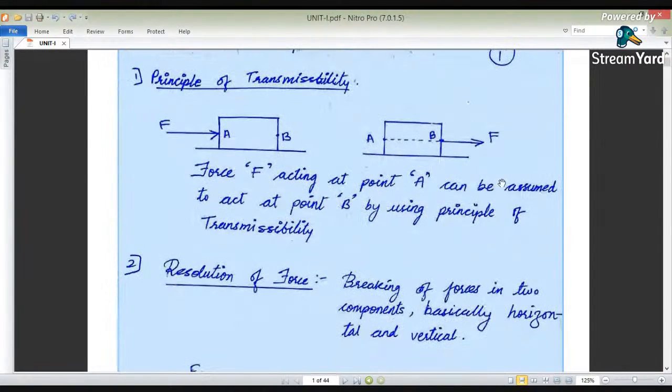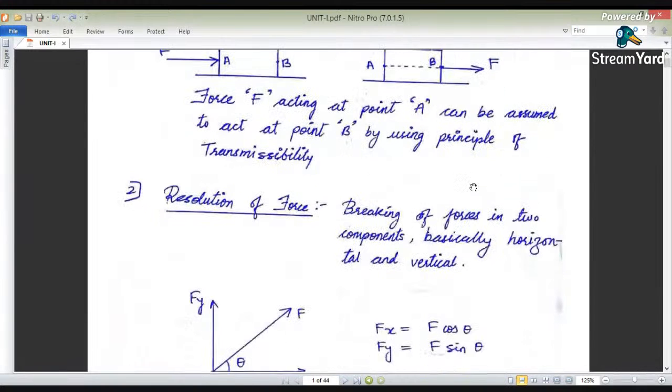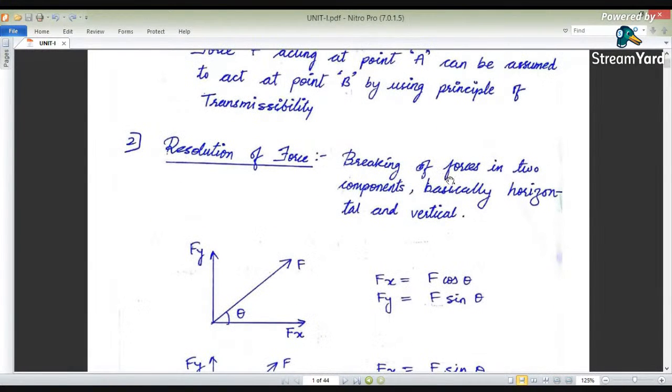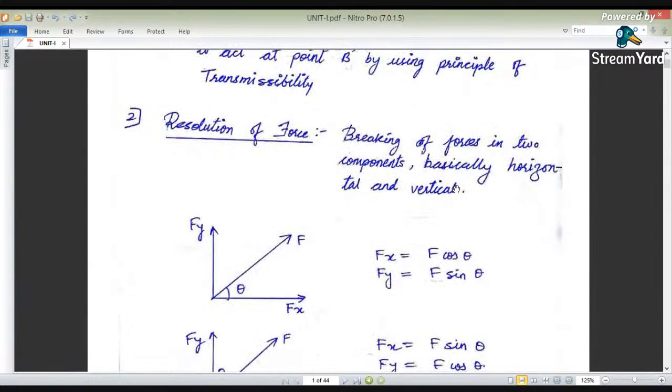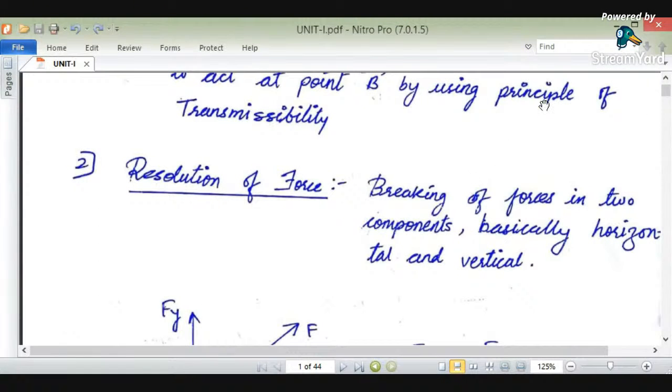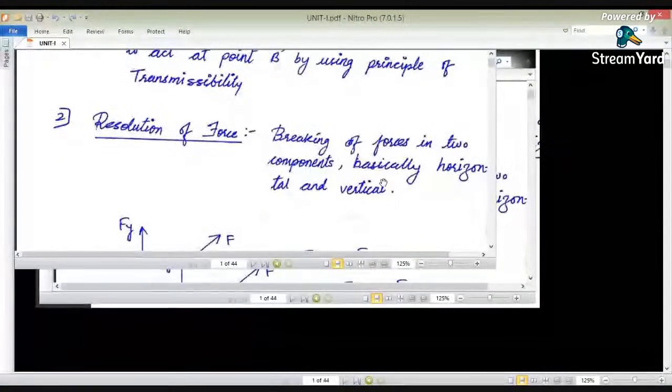Okay, next is resolution of forces. Breaking a force into two components, as we have already discussed, is basically into horizontal and vertical forces. We are considering this horizontal and vertical force. So conversion into two components is nothing but resolution of forces.